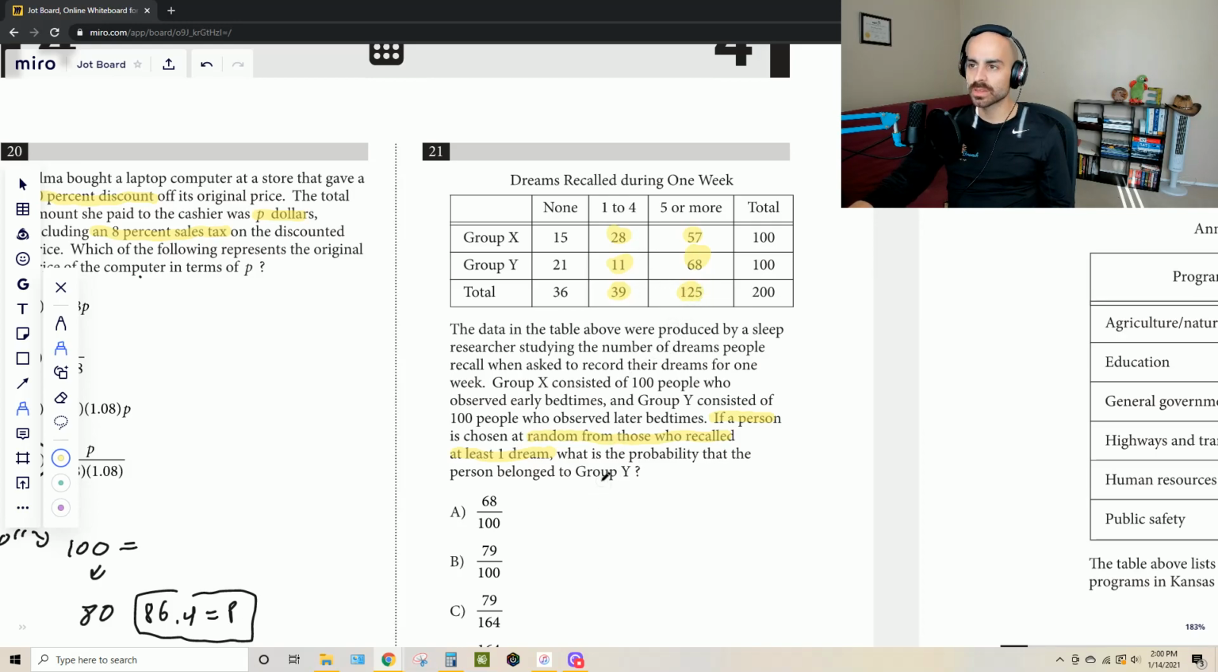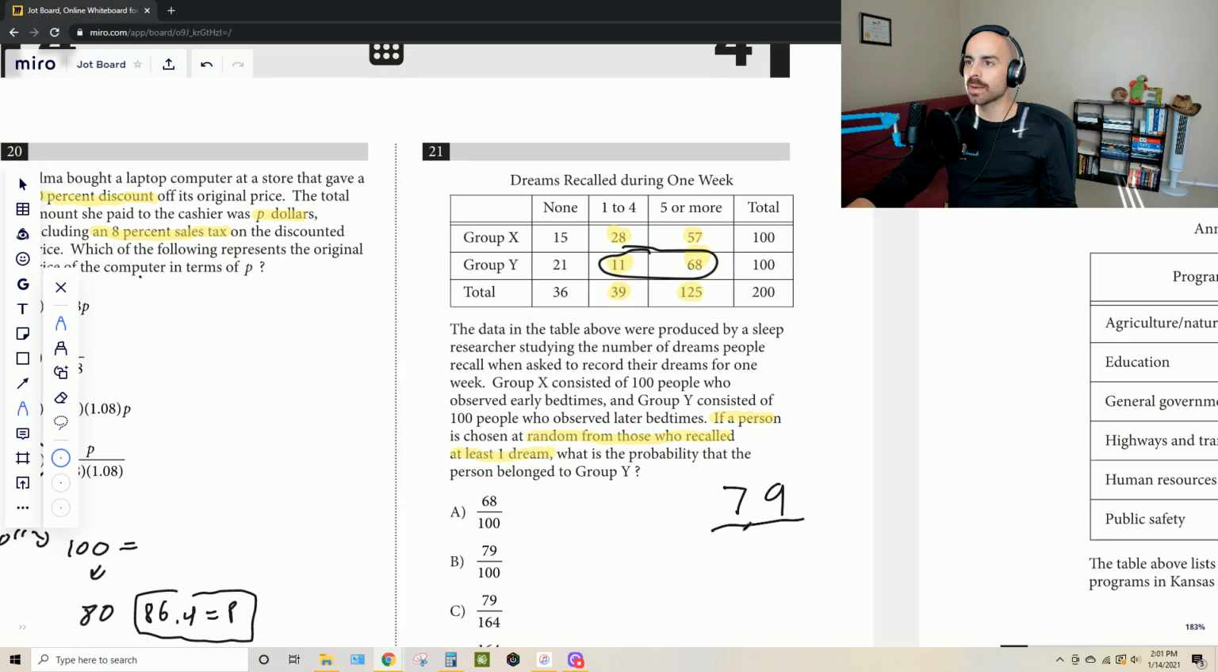What is the probability that they belong to group Y? So that means that they are this group right here. If you belong to group Y and they're still within having one dream or more, that's why we're caring about these two specific numbers. So that's going to be our numerator, which becomes 79.